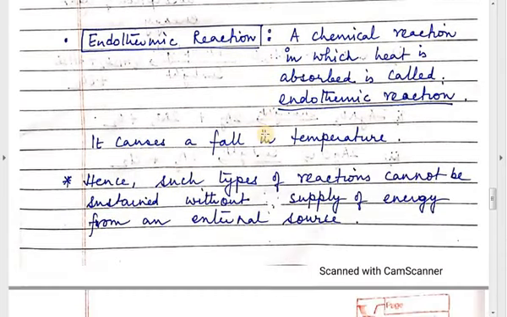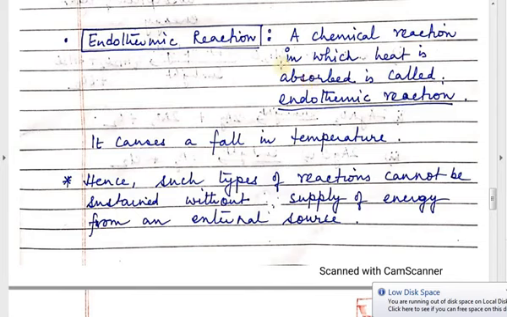Now we will move to endothermic reaction. After exothermic, you can understand what an endothermic reaction is and what the conditions could be in terms of energy. A chemical reaction in which heat is absorbed is called an endothermic reaction. There is a fall in temperature.